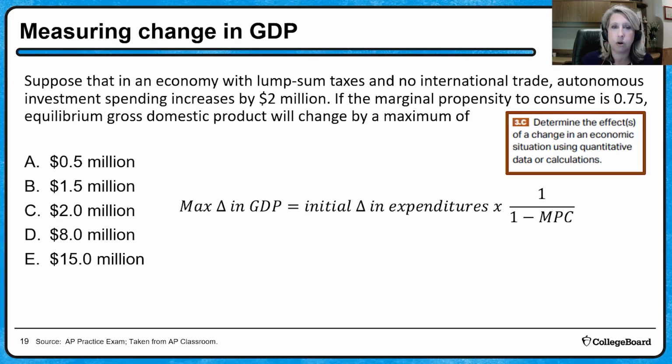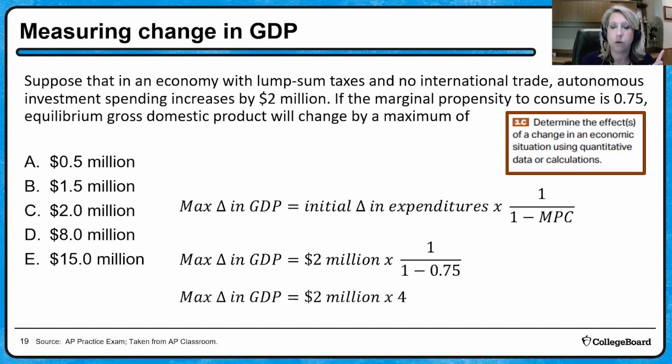So plug in your numbers and solve your problem. We get the max change in GDP is equal to the initial change of 2 million times 1/1 minus MPC, which is 1 divided by a quarter. 4 quarters go into $1. So it's 2 million times 4. Our max change is 8 million.